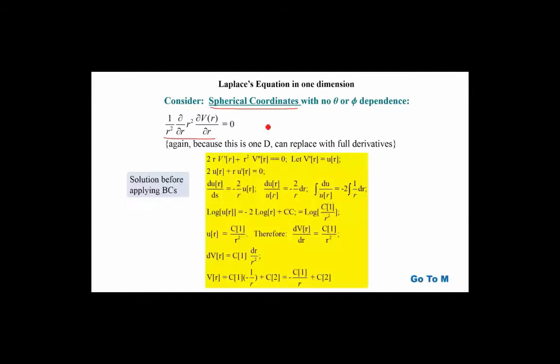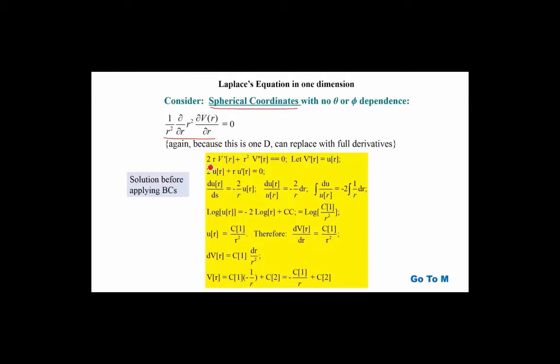So let's take a look at Laplace's equation in spherical coordinates where we have no theta or phi dependence. So we're only going to have results that depend on r. Here we have the Laplacian in spherical coordinates, and we have somewhat the similar case that we have this factor here. If we multiply by r squared, we can get rid of this factor because we have a 0 over here. Because this is one-dimensional, we can replace the partials with full derivatives. This is what we get.